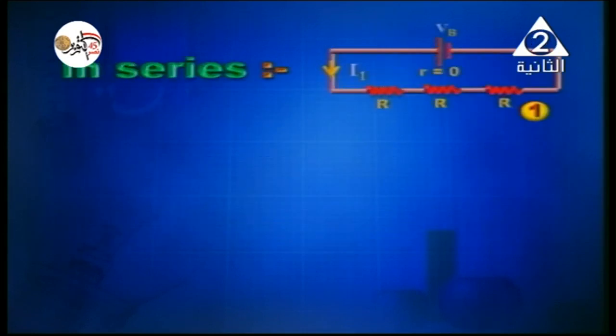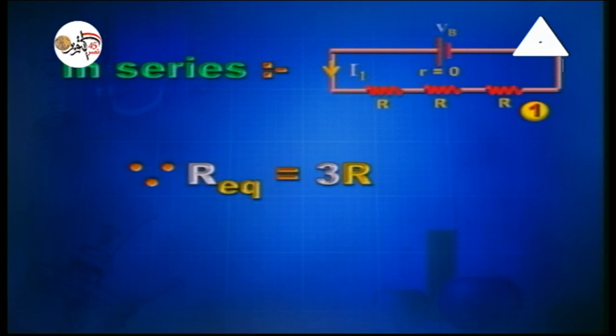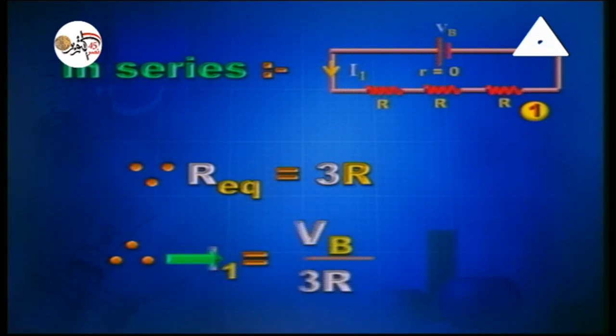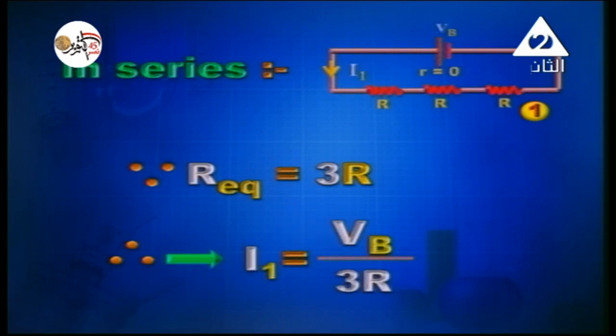In series connection, it is shown in front of you. The first step to be taken here, you have to calculate the equivalent resistance. R equivalent, of course, it's all easy for you, it is 3R. Then we'll calculate the current passing through the circuit, the current intensity denoted by I1. Ohm's law of closed circuit: it is V battery over R equivalent. So V battery over 3R.